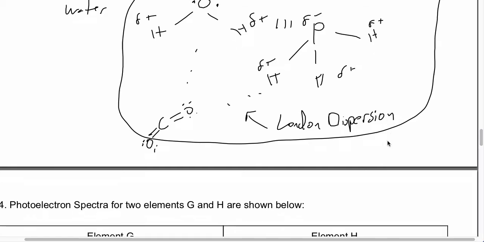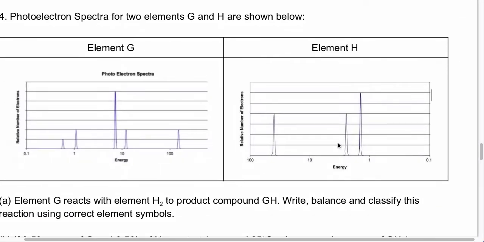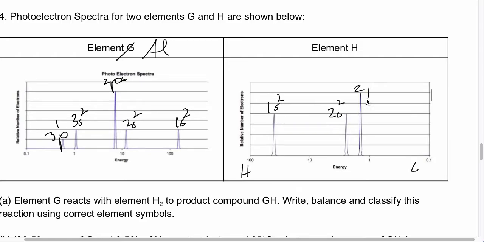So again, photoelectron spectra for 2 more. Element G, here's that 1s2, 2s2, 2p6, 3s2, 3p1. There's that aluminum that I was looking for. And, oh, they swapped it. Here's that high side. Don't trip. 1s2, 2s2, 2p3. So that is nitrogen, I believe.